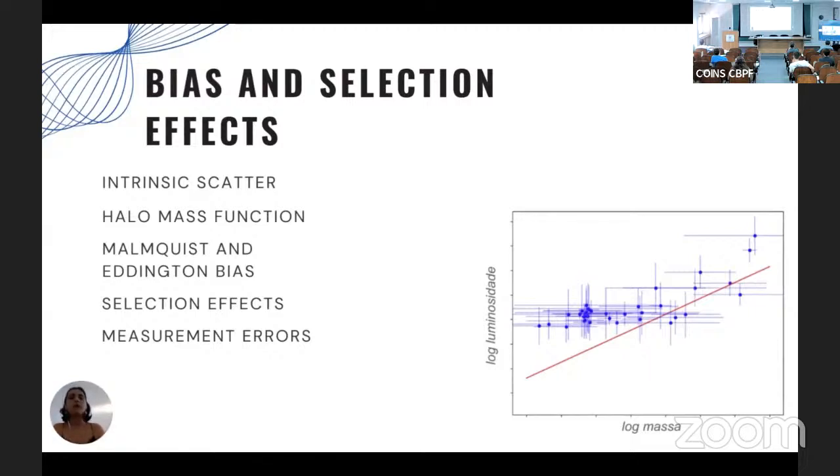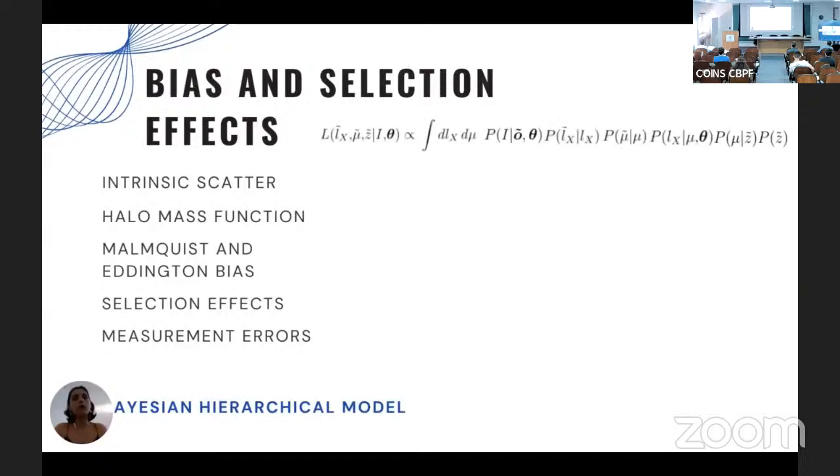And if you just make a simple linear fit without considering all those effects, you end up having a result that is not meaningful, right? It's not the result you wanted. Because in the end, you're working with a sample that is no longer representative of that original population. So what we wanted to do in this work was to create a model to account for all these effects. So we used Bayesian statistics and we created our own Bayesian hierarchical model.